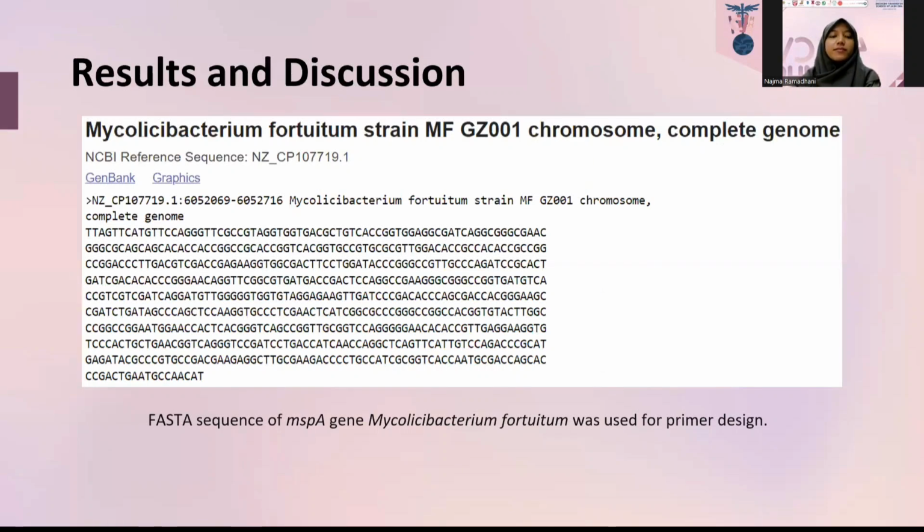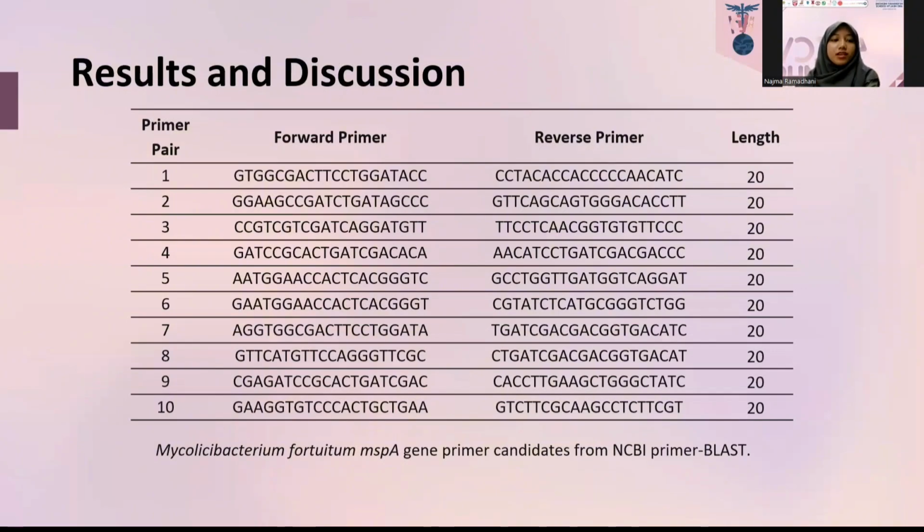And here's the result. The FASTA sequence of the MSPA gene of Mycolophobacterium fortuitum shows that there are 648 nucleotides used for primer design. After designing primers using Primer-BLAST on the NCBI site, 10 primer candidates for the MSPA gene were obtained. This table lists 10 recommended primers from NCBI Primer-BLAST. Each primer has a base length of 20 bp. All the primer pairs meet the base length criteria.